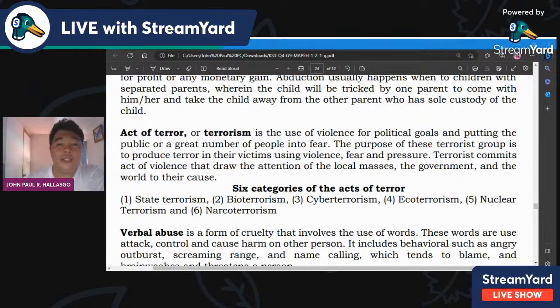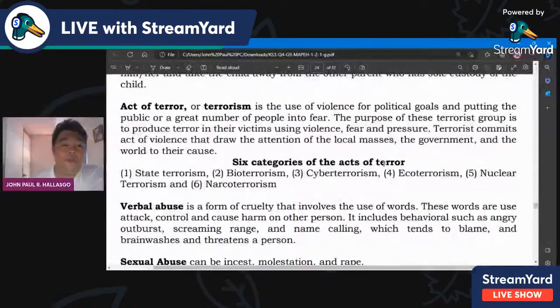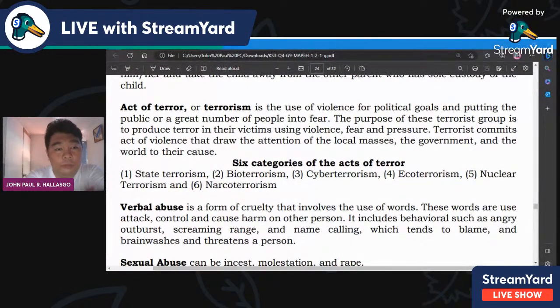No, so we have six categories of the acts of terrorism or terror. We have the state terrorism, bioterrorism, cyber terrorism, eco-terrorism, nuclear terrorism, and narco-terrorism. So let's try to differentiate them one by one. For the state, the idea is to, how do I say this, to conquer some part of a nation or a country or a place. For the bioterrorism, they create terrorism that involves virus or viral spread of fear. We have the cyber terrorism. It's like hacking the important files, important agencies, websites, and so on and so forth.